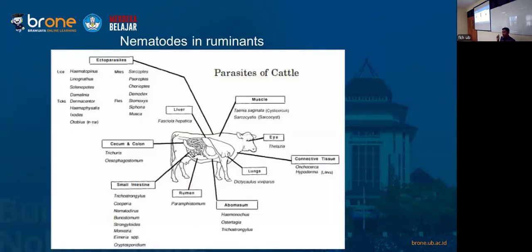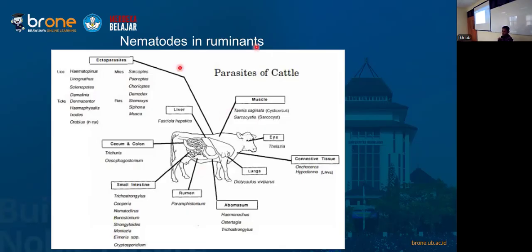Okay, now we jump to the nematodes in the ruminants. This class is so fast because I give you so many discounts. It's not much material, I think. So I hope you study hard so you will get the best score in this parasitology.